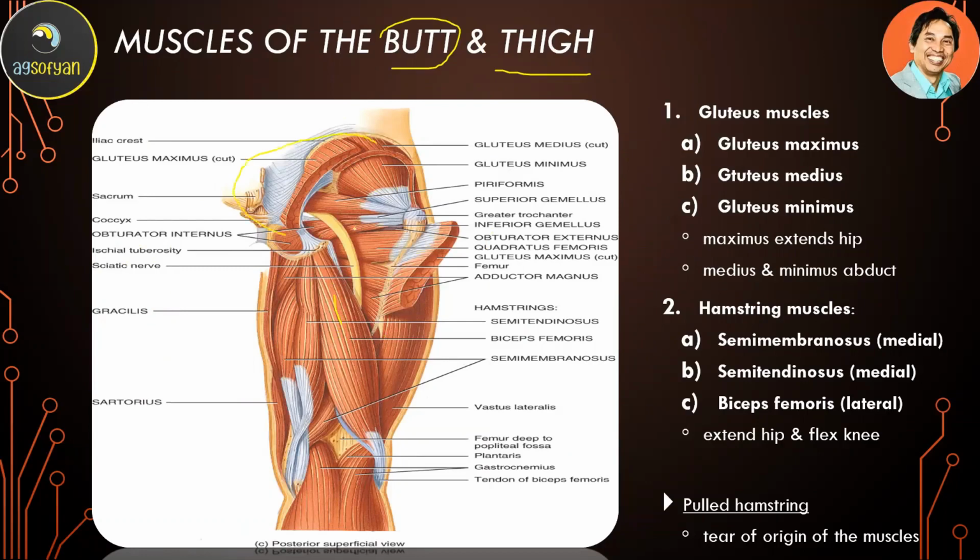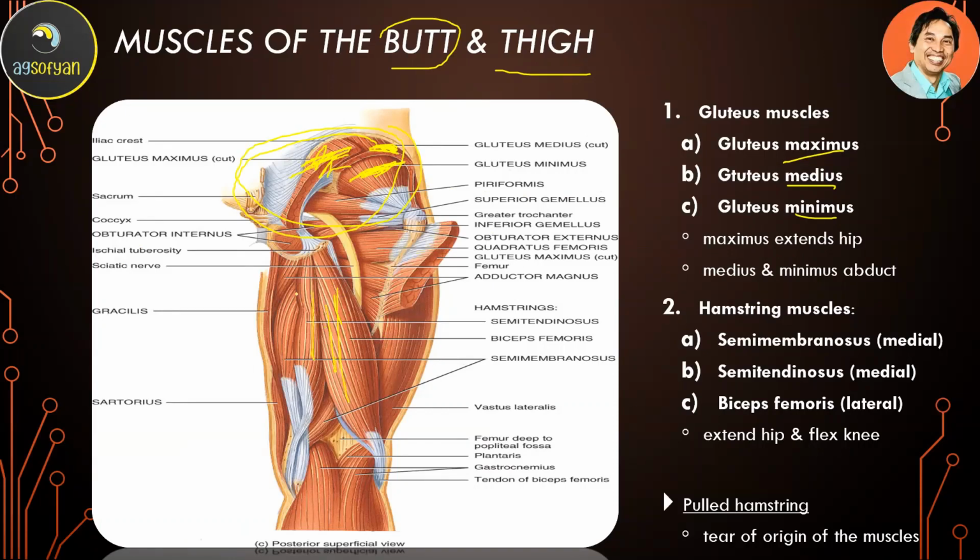So it's going to be the gluteal muscles. It consists of maximus, medius, and minimus. So this is the maximus being cut, then the medius a little bit on the top, and the gluteus minimus, you only see it when the maximus is being cut. So these are the three gluteal muscles.